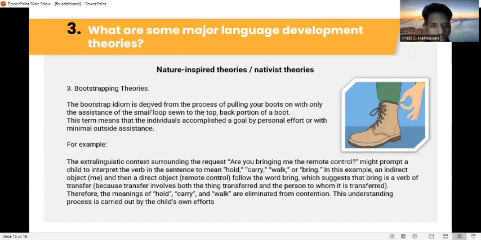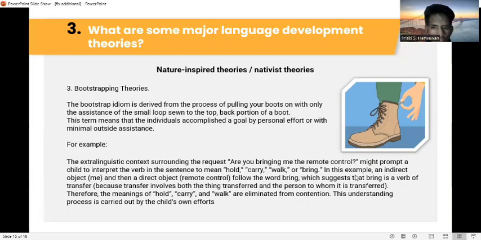The next nature-inspired theory is bootstrapping theory. The bootstrap idiom is derived from the process of pulling your boots on with only the assistance of the small loop sewn to the top back portion of the boot. If you can see the picture, this small thing is the bootstrap. This term means that individuals accomplish a goal by personal effort or with minimal outside assistance or little help from others. For example, a father may ask his child, "Are you bringing me the remote control?" And the child might interpret the verb in the sentence to mean hold, carry, walk, or bring.